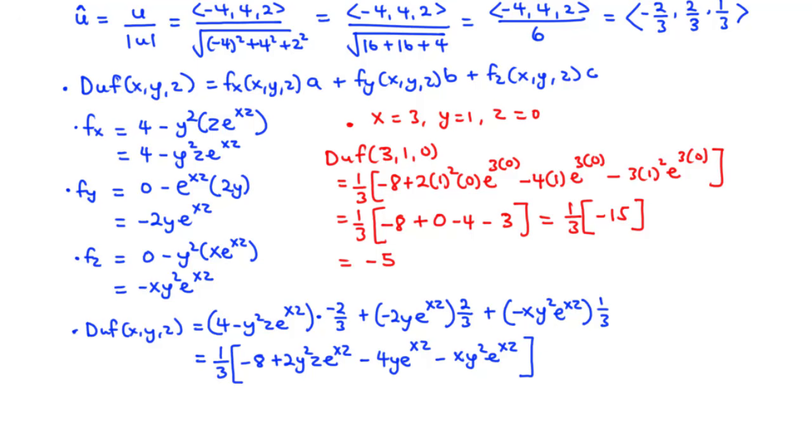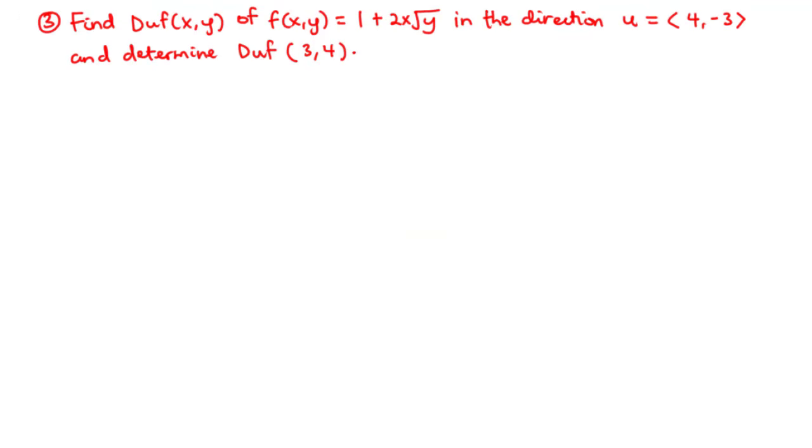Now let's move on to the next and the final question. So for question 3, we are going to find the directional derivative of the function f of xy equals 1 plus 2x times square root of y in the direction u equals 4, negative 3, and then we are going to determine the directional derivative at the point 3, 4.